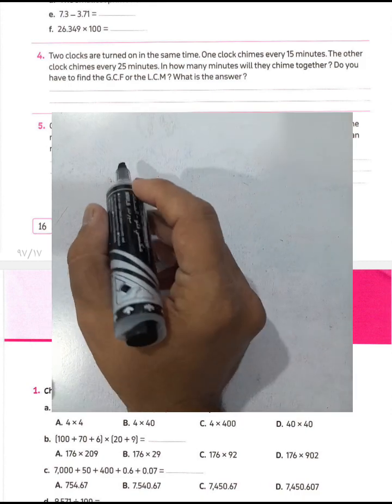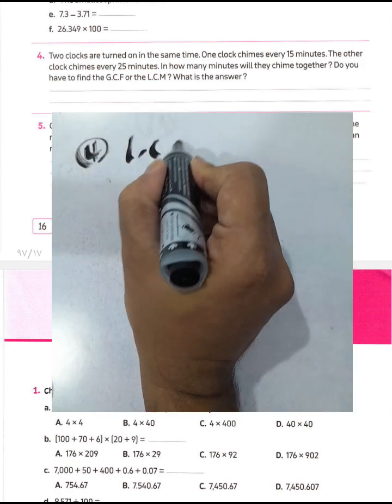Question 4. 2 clocks are turned on at the same time. One clock chimes every 15 minutes. The other clock chimes every 25 minutes. In how many minutes will they chime together? Do you have to find the least common factor or the least common multiple? In this example, we have to find the least common multiple between 15 and 25.